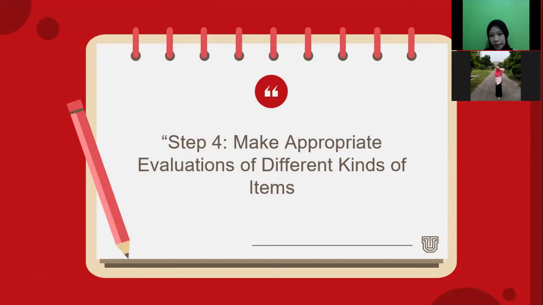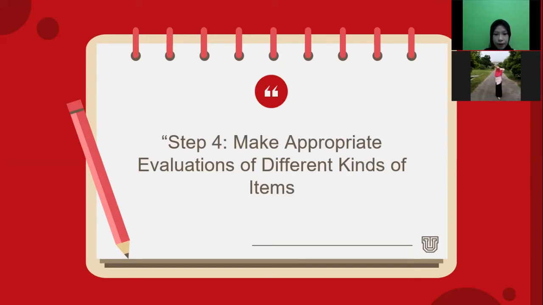Step 4, make appropriate evaluations of different kinds of items. Concepts of item discrimination and distractor analysis, as discussed earlier, provide useful information for classroom tests. Sometimes the time and effort involved may not be practical, especially if the classroom-based test will be administered only once. These indicators are, however, essential for the standardized multiple-choice test that is designed for a commercial market and administered a number of times in different places.